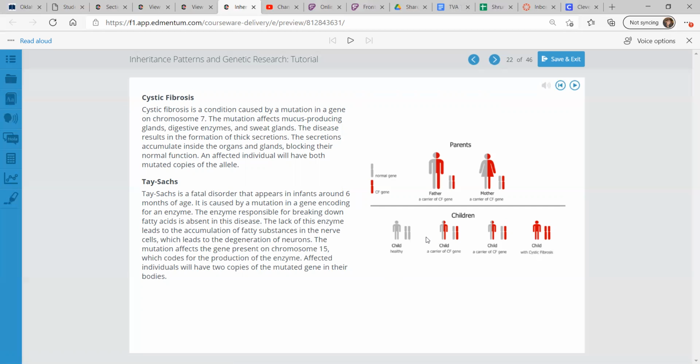So if they had 4 children, let's say, one child would be healthy because they received both normal genes from the parents. Child 2 will be a carrier, but still not cystic fibrosis affected. And so will this child. However, child 4 will receive both recessive mutated alleles, and thus will have cystic fibrosis.